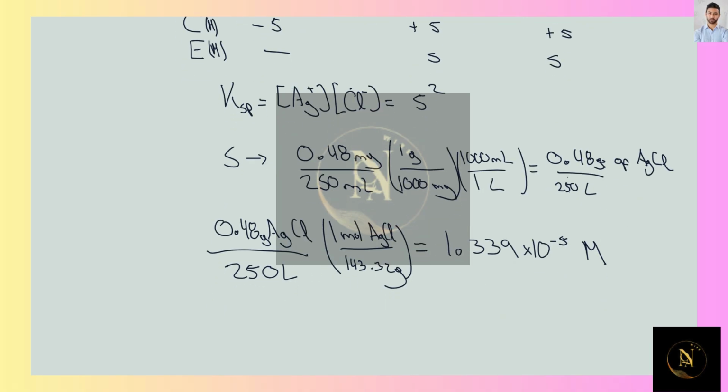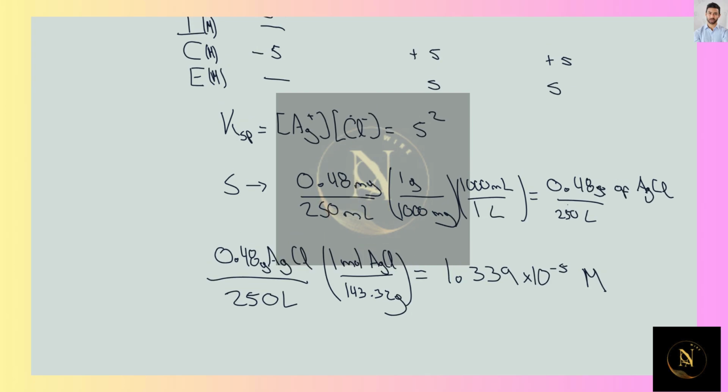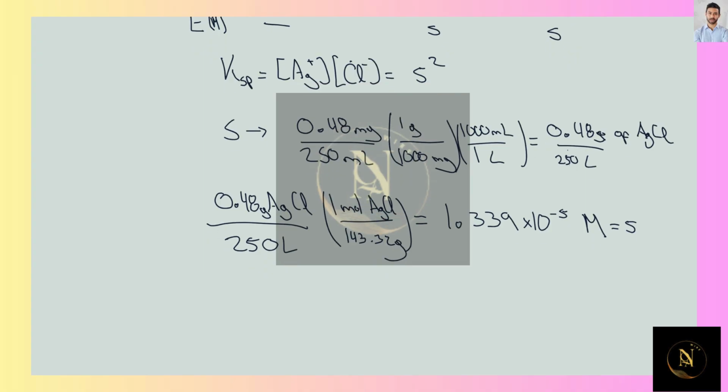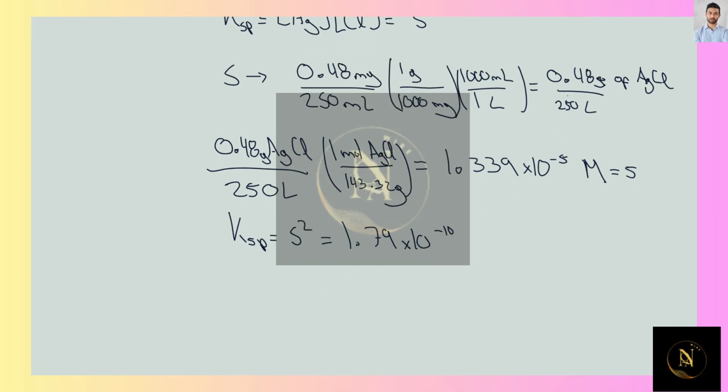Great. So now we can use this information, this is the value for S, in order to get the value for Ksp. And Ksp is going to be equal to S squared. We simply need to take the square of that value, yielding 1.79 times 10 to the minus 10. And that is the answer for the first part of the question.